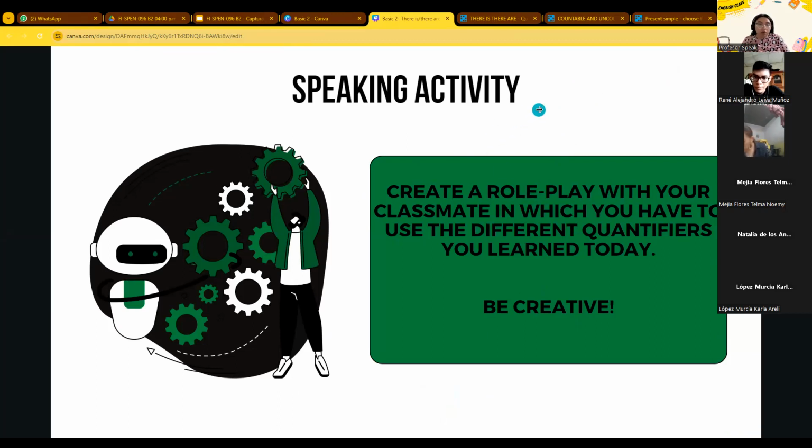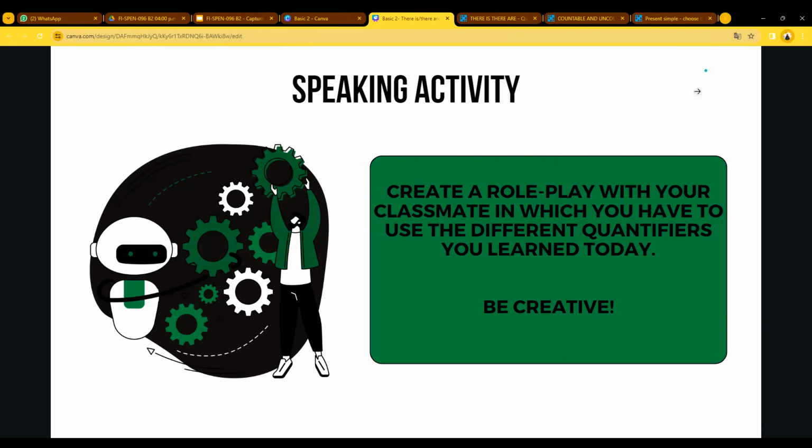Van a crear un role play. Un role play es como un diálogo, una dramatización, ¿ok? Entre su grupo. With your classmates, in which you have to use the different quantifiers that you learned today. Some and any se llaman quantifiers, ¿ok? También there is, there are, todo lo que aprendimos de countable and uncountable nouns. Tiene que crearse una conversation, un diálogo, un role play en lo que puedan utilizar todo lo que aprendimos hoy.